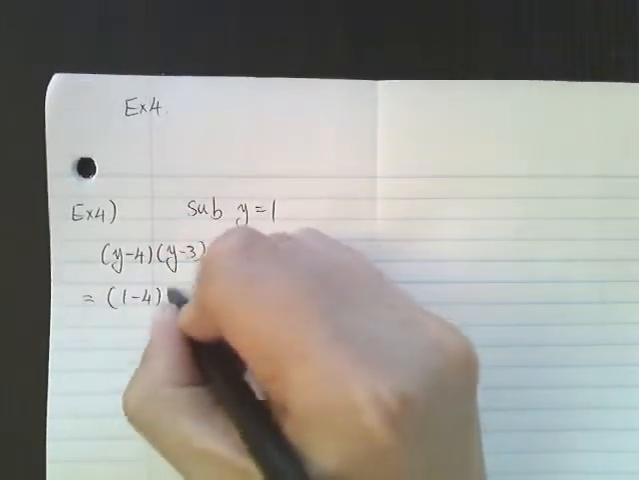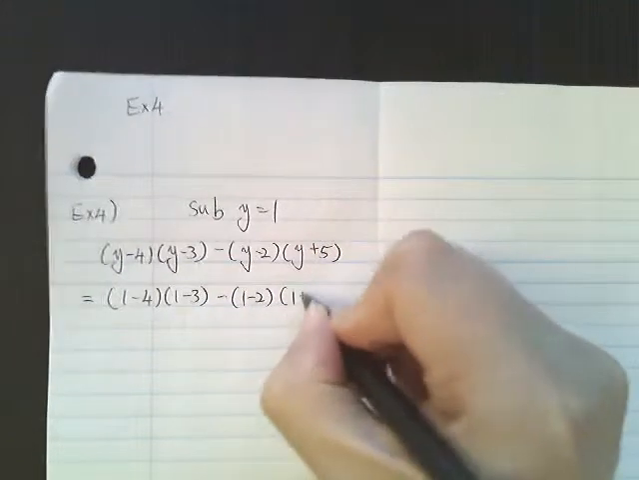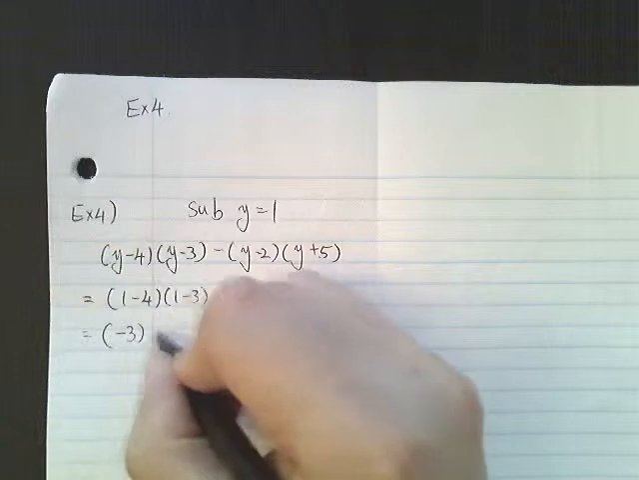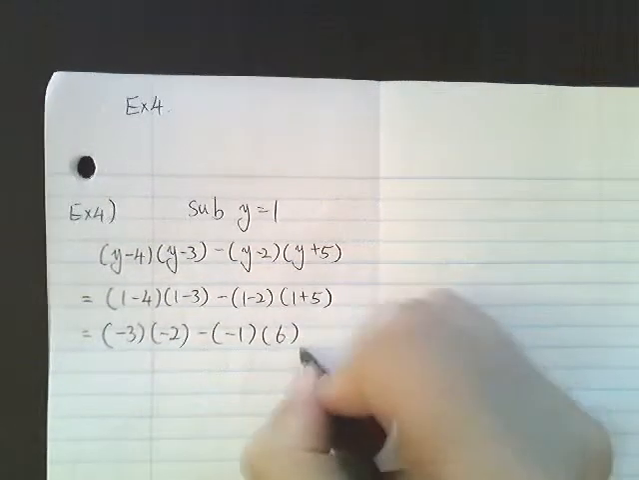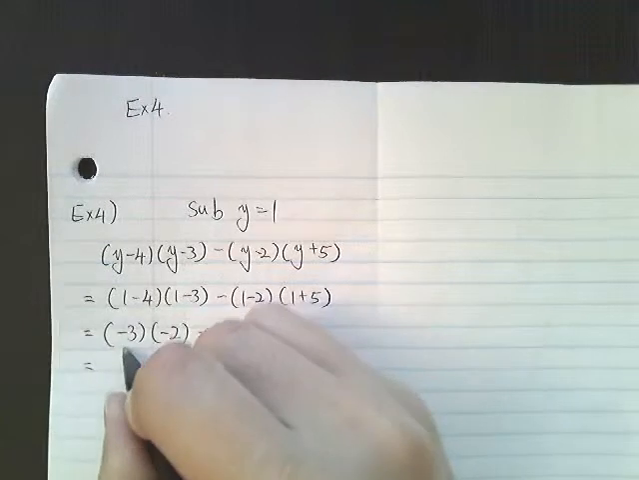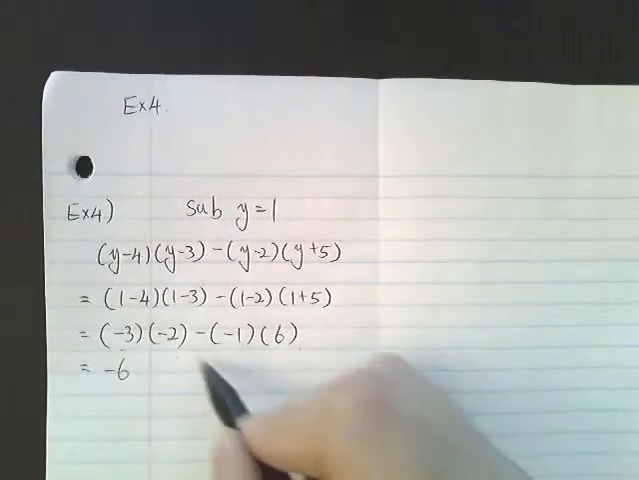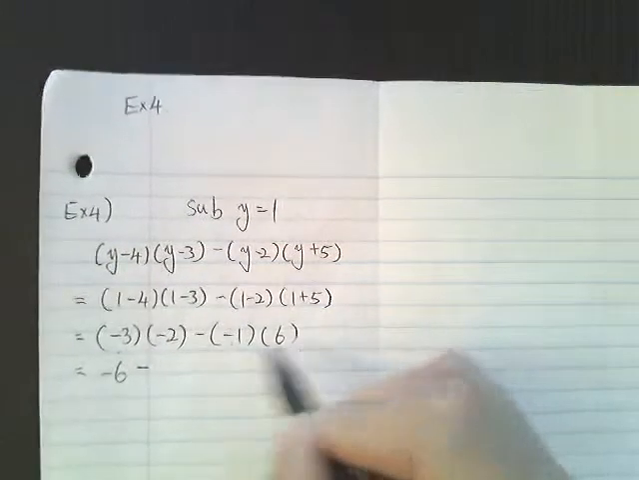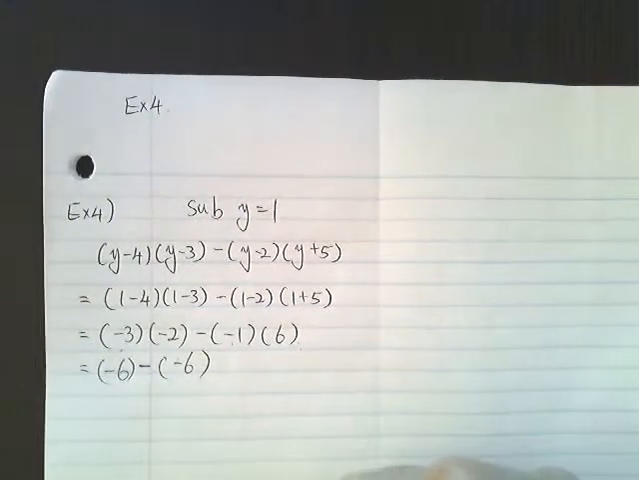So let's take a look. 1 minus 4, 1 minus 3, 1 minus 2, and then 1 plus 5. So I have negative 3, negative 2, minus negative 1, and 6. So negative 3 times negative 2 becomes positive 6, and then minus negative 1 times 6 is negative 6. What?